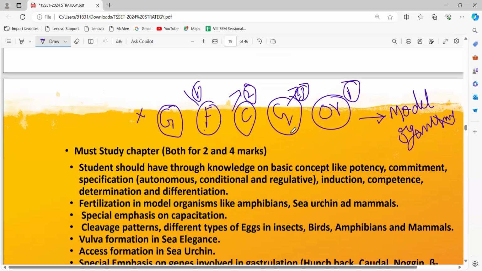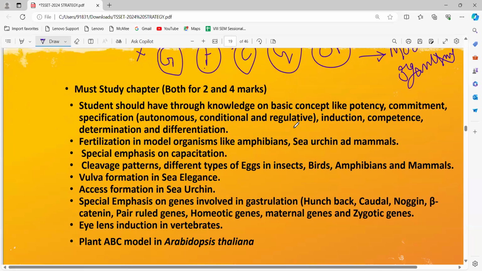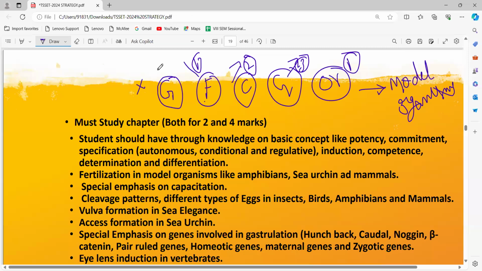Don't think that this chapter is easy. At the same time, don't think that this chapter is difficult. Even though you're from a botany or any other background, if you work hard 5 to 7 days continuously, trust me, you can answer every single question that is coming in your set level very easily.